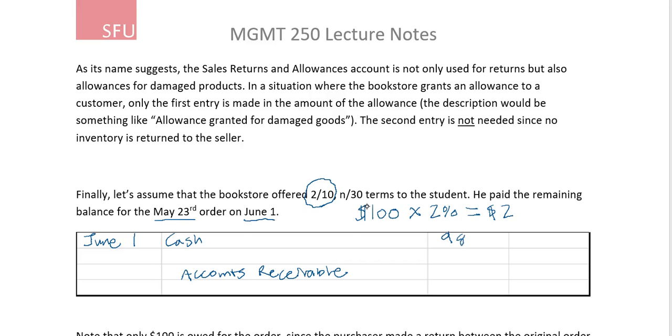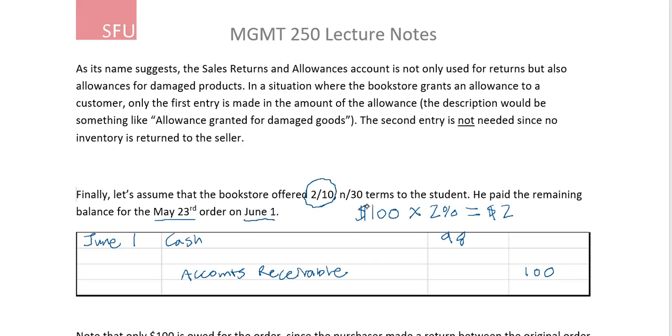So we're going to receive cash of 98, right? $100 minus $2 discount gives us 98. The student will no longer owe us money. Recall that he originally owed us 200, and he returned half of the product that he bought from us. So once he makes this payment of 98, we wipe out the full accounts receivable balance of 100.